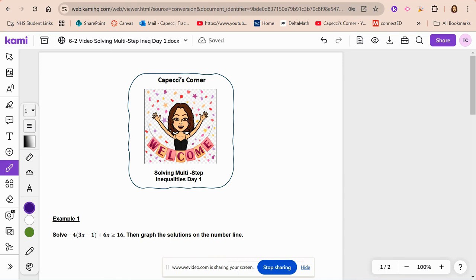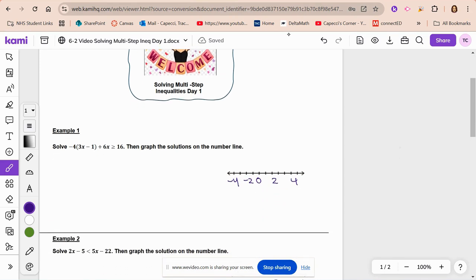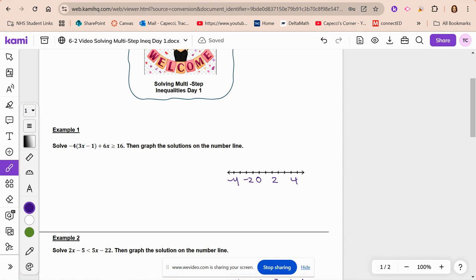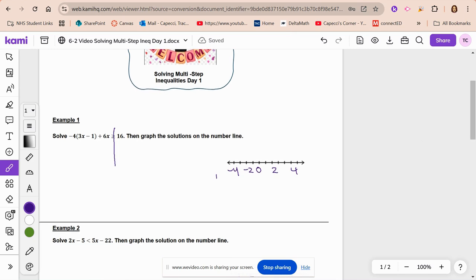Today on Capechi's Corner, we're going to be solving multi-step inequalities, and this is the first day. Okay, so looking at example 1, we're going to solve inequalities just like we solved equations. So I'm going to kind of draw my wall at that inequality sign. It says that we're going to graph the solutions on the number line. So the first thing we're going to do is try to get x by itself.